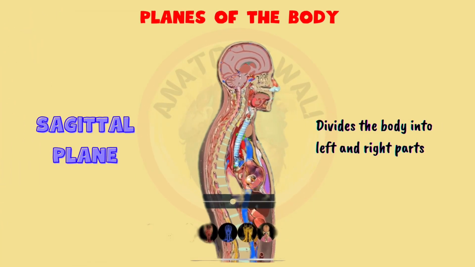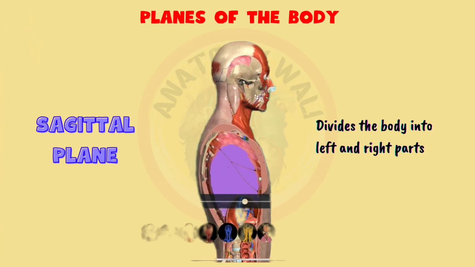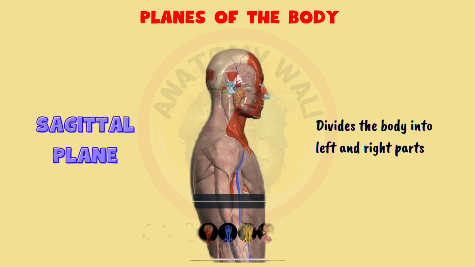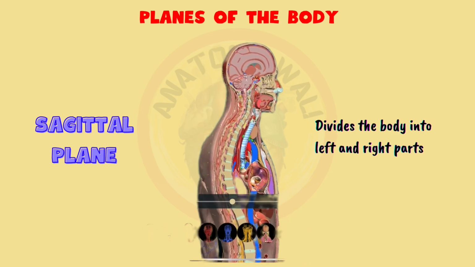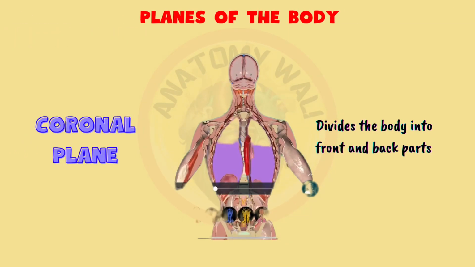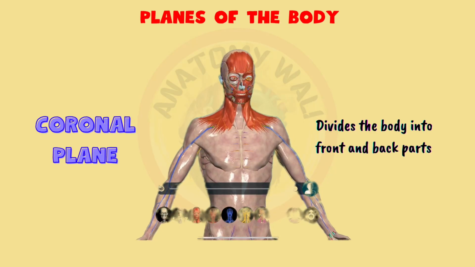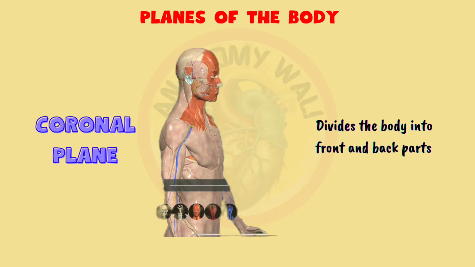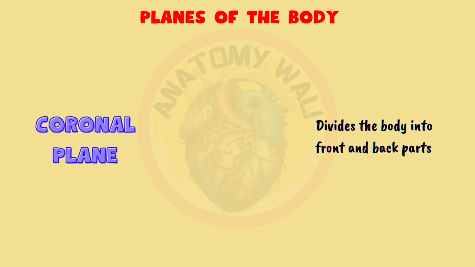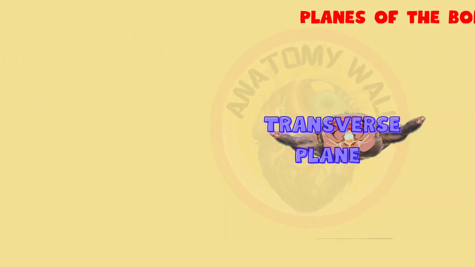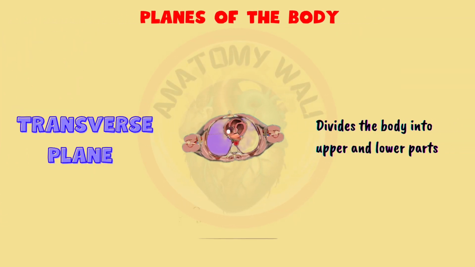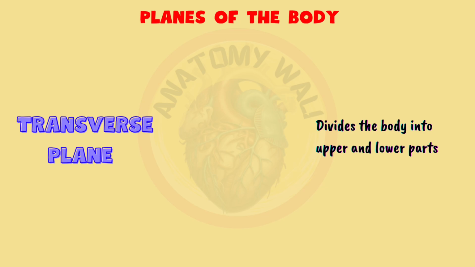Now coming to the planes of the body, the first one is the sagittal plane. It divides the body into left and right part. The next one is the coronal plane. It divides the body into front and back part. These two are named after the sutures, the sagittal sutures and coronal sutures, about which we'll further study. The transverse plane, as it is evident from the name, divides the body into upper and lower part.